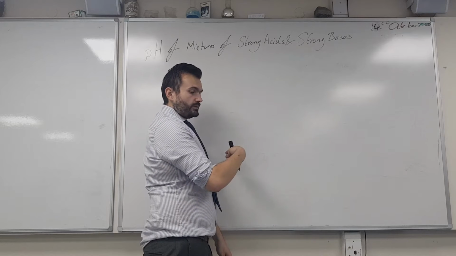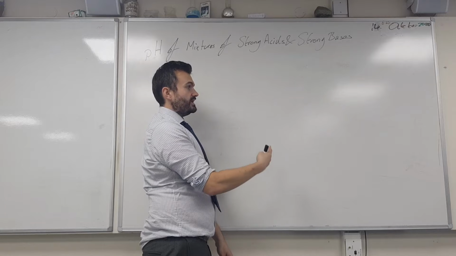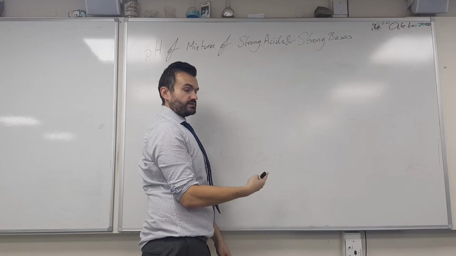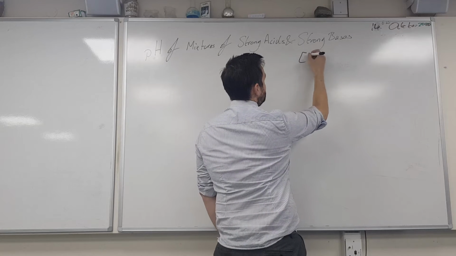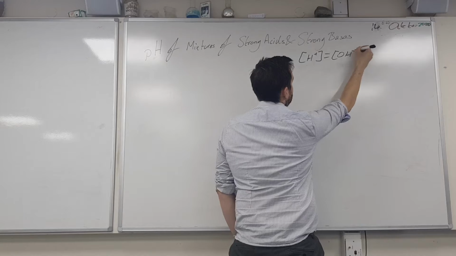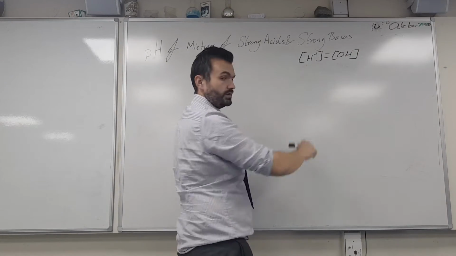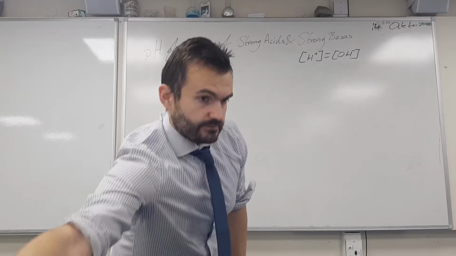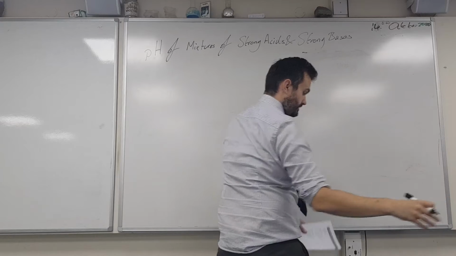If you have an equal amount of H plus and OH minuses, obviously it's going to be neutral. So remember, neutral is H plus equal to OH minuses. That's why water is neutral. But we're not interested in that right now. What we're interested in is the mixture of strong acids and strong bases.